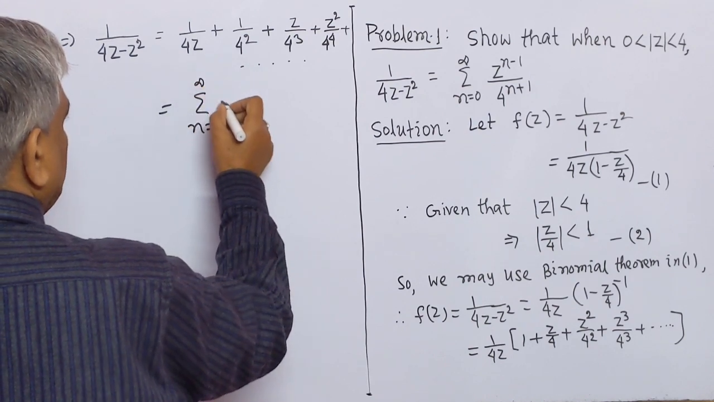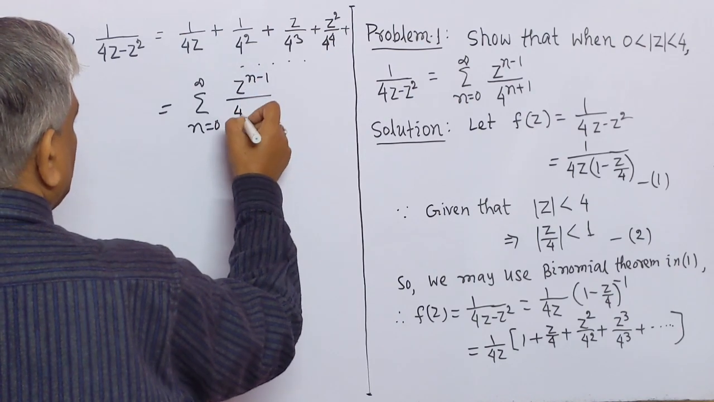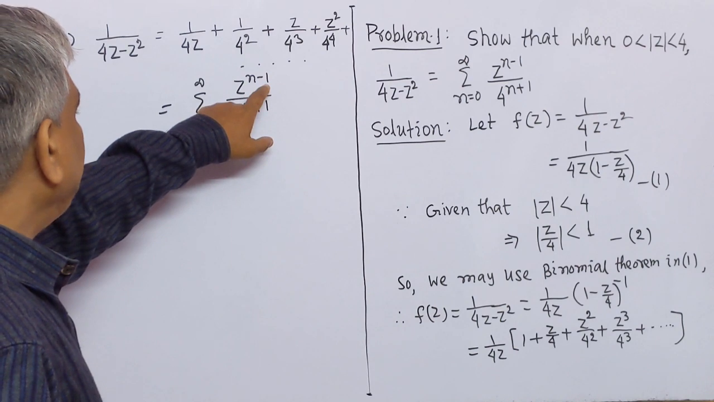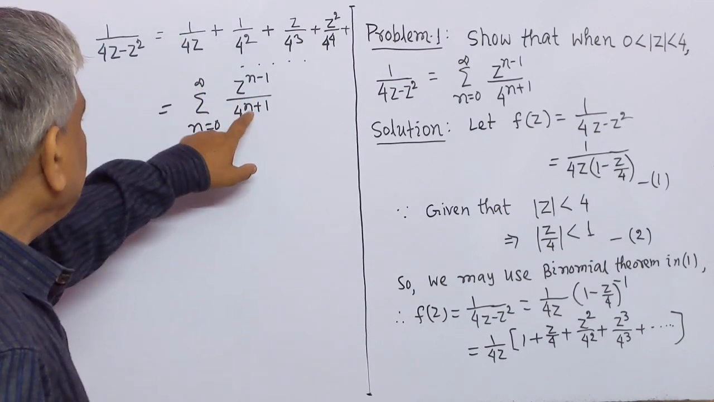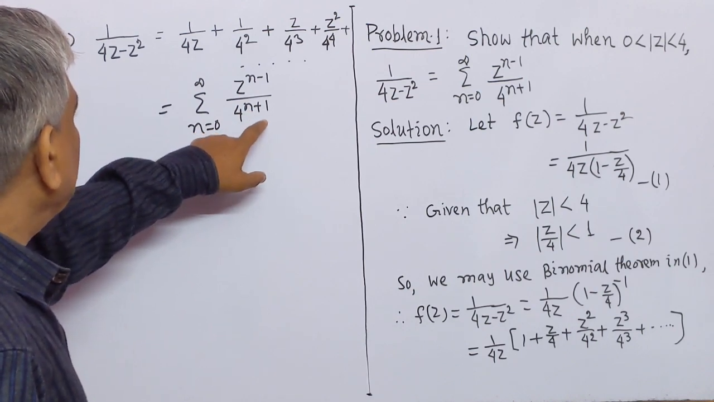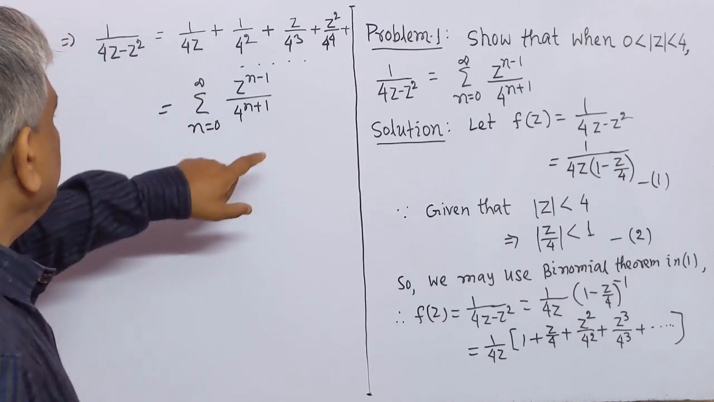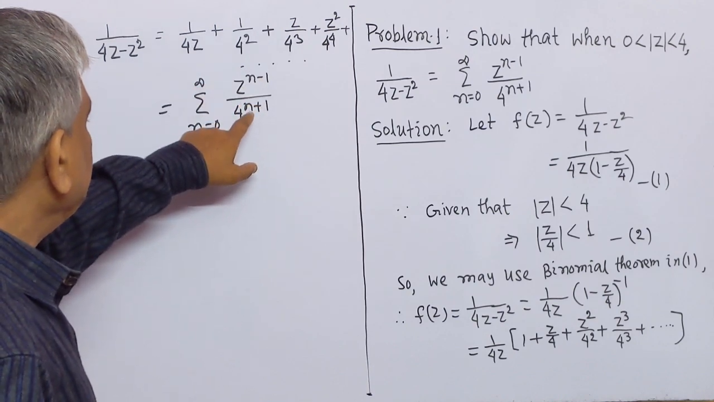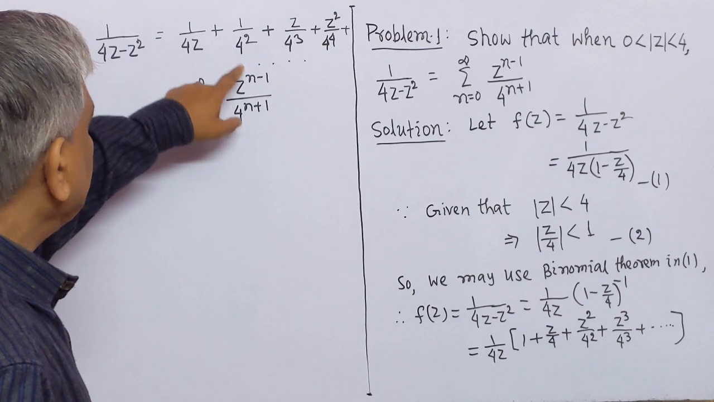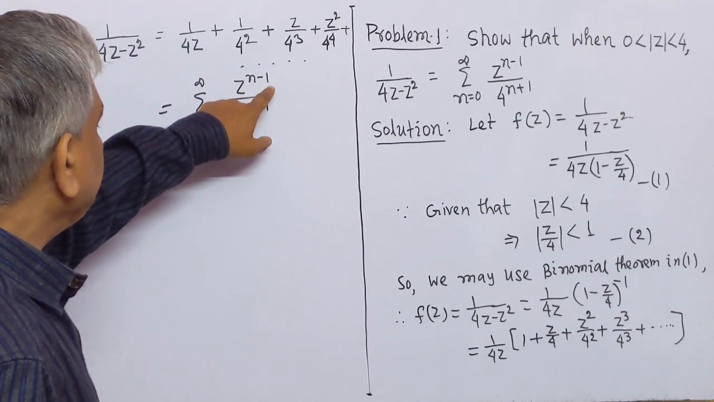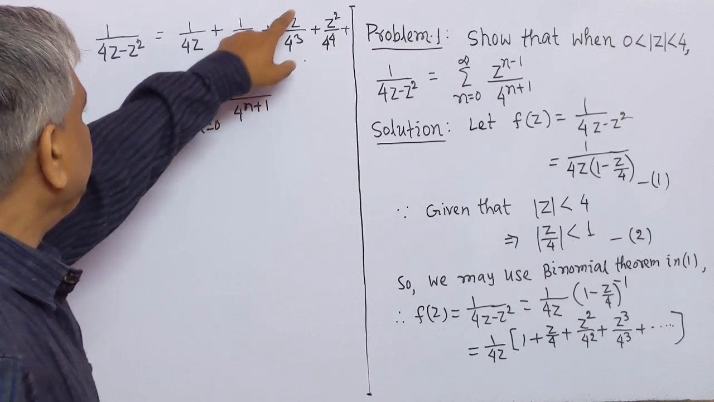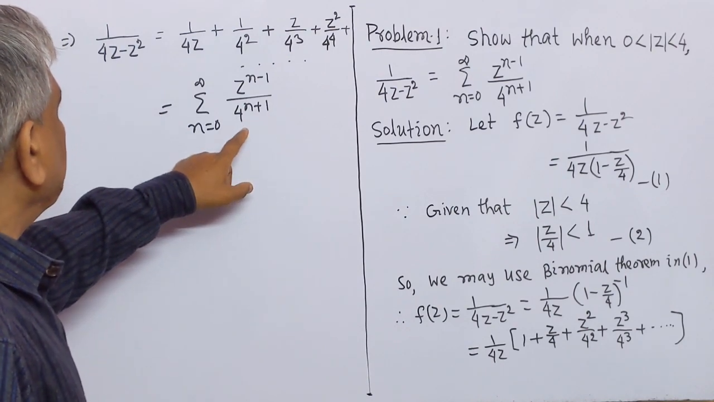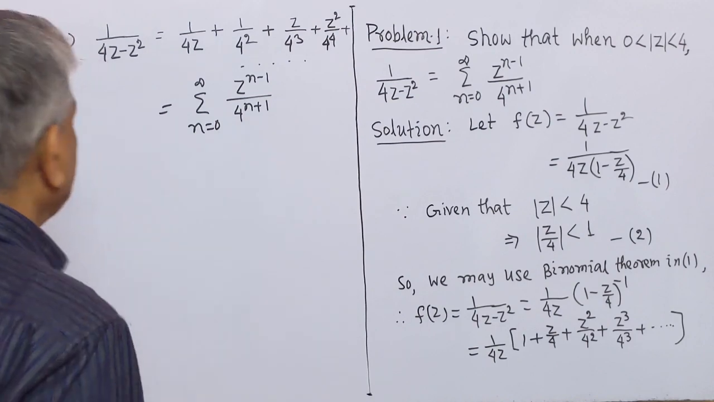to 0 to infinity z to the power n minus 1 by 4 to the power n plus 1, because if n equal to 0, then this will be z to the power minus 1, that means 1 by z, and here n equal to 0, that means 4 to the power 1, 4, so first term is 1 by 4z. Now n equal to 1, 1 minus 1, 0, z to the power 0 equal to 1, and here if we put 1, that means 4 square, second term. If n equal to 2, 2 minus 1 means 1, z to the power 1 here, and here 4 to the power 2 plus 1 means 4 cube, and in this way we get the other terms. So here proved.